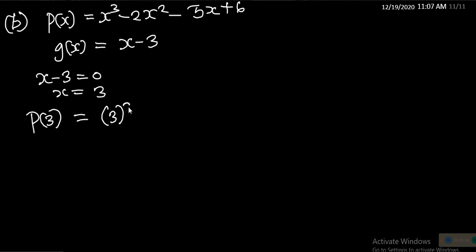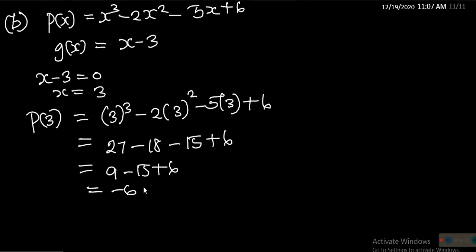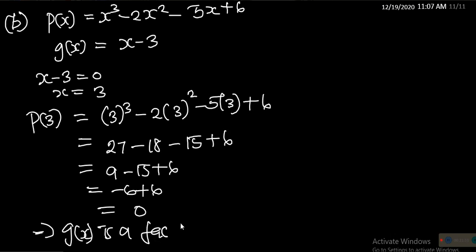You have 3 raised to power 3 minus 2 times 3 raised to power 2 minus 5 times 3 plus 6, which is 27 minus 2 times 9, 18, minus 5 times 3, which is 15, plus 6. So this 27 minus 18 gives us 9 minus 15 plus 6. 9 minus 15 will give us minus 6 plus 6, which is 0 as well. So it implies that g of x is a factor of p of x as well.